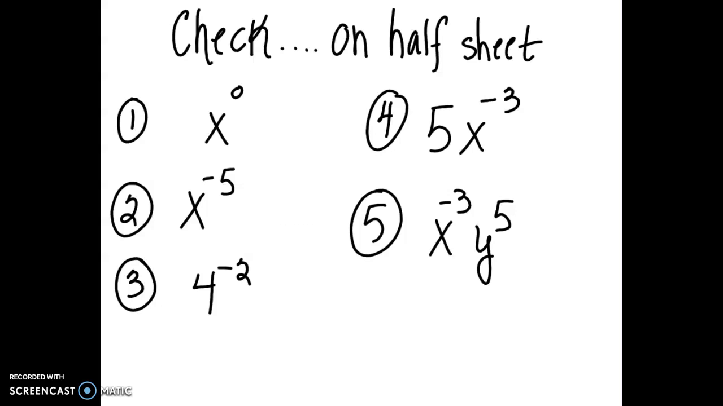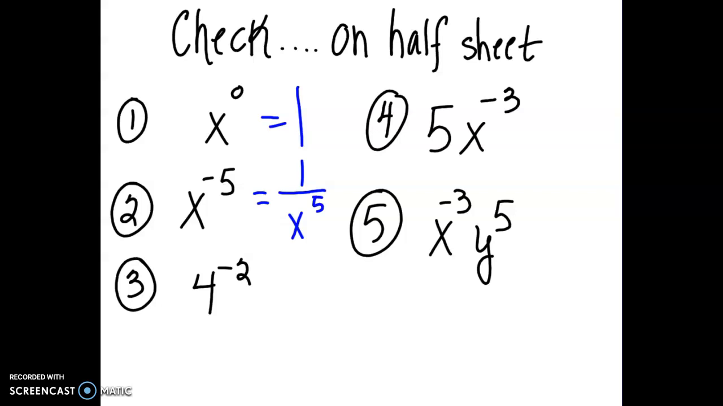All right, so let's try these problems. Remember, anything to the 0 power is 1. So this equals 1. This one, we cannot have a negative exponent, so we are going to rewrite this as 1 over x to the 5th power.